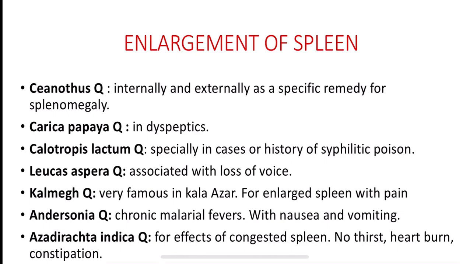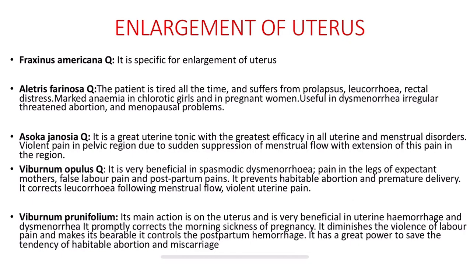Leucas aspera is used when there is splenomegaly associated with loss of voice. Cedron, very famous in Kala Azar disease, also for the enlarged spleen associated with a lot of pain. Andersonia is used when there are chronic malarial fevers with nausea and vomiting. Then we have Azadirachta indica for the effects of congested spleen. There is no thirst, heartburn, and constipation.